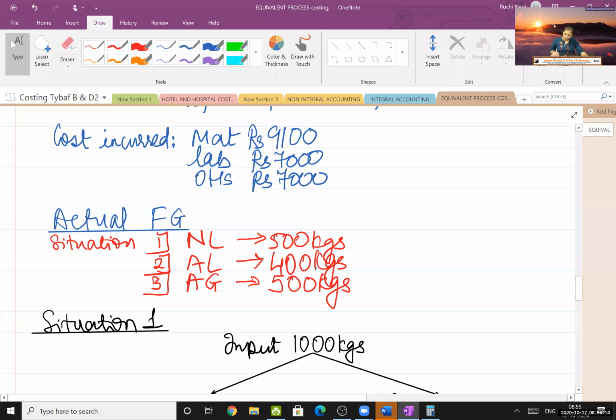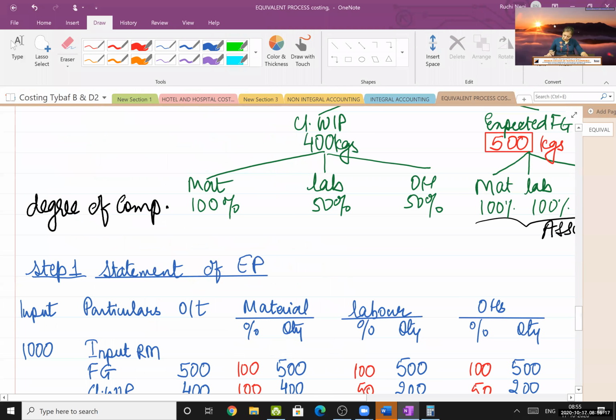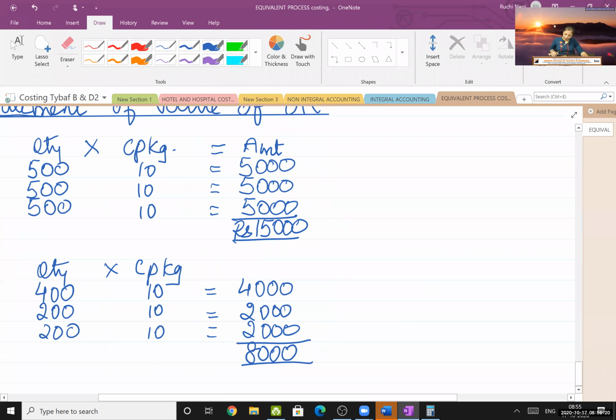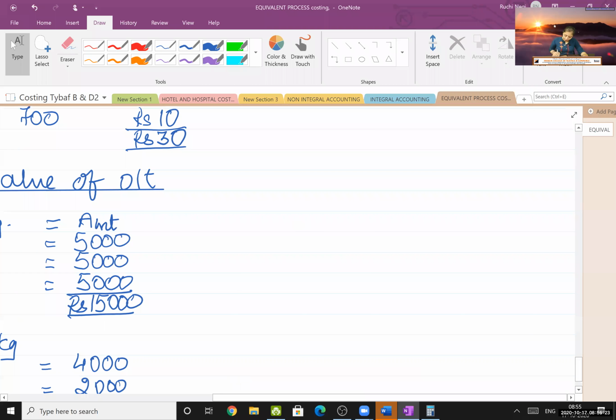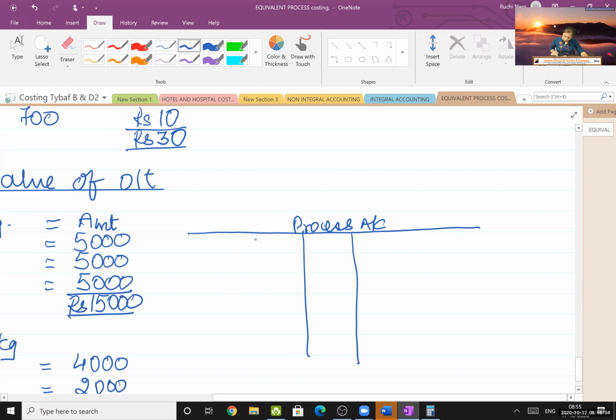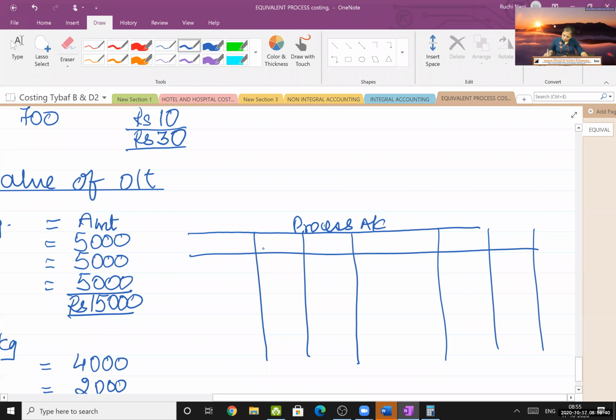See, cost. Okay, now what will we make? After step 1, 2, 3, what are you going to make? Process account. So just make a process account quickly. Quantity, amount, quantity, amount. It has to tally.